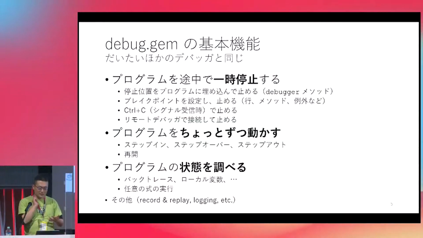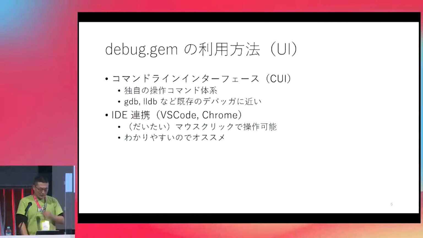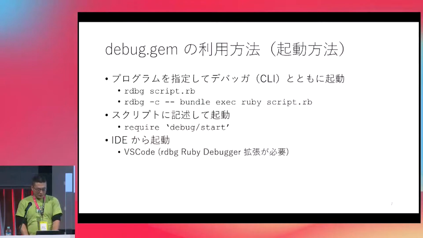And there are some other expandable features. However, basically, this debug.gem makes the program stop temporarily so that you can run the program step by step and monitor or check the status of the program. And a CUI, character user interface, or command line interface is available. As with GDB and LLDB, I think this command system is quite comparable to these conventional ones as well. And as Maeda-san just presented, he said he used VS Code, and you can use debug.gem on VS Code or Chrome, and then you can do the operation with a cursor. So this is quite easy.